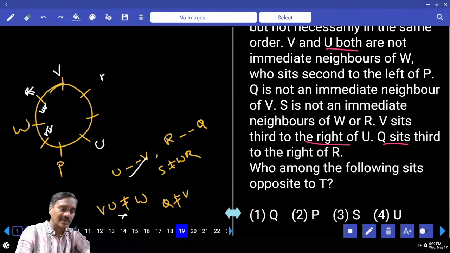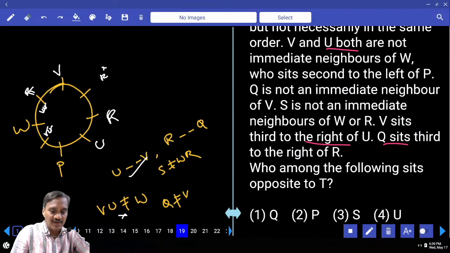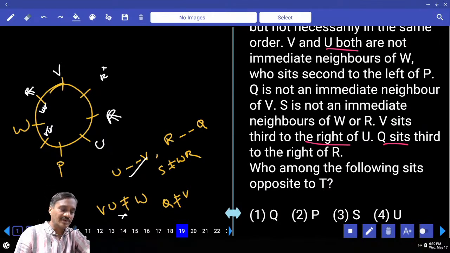If you cannot have R here, can you have Q at this place? R could be here, but if R is here, S is not adjacent to R and W, that is ruled out. Hence R cannot be here. Then what is the only possibility?